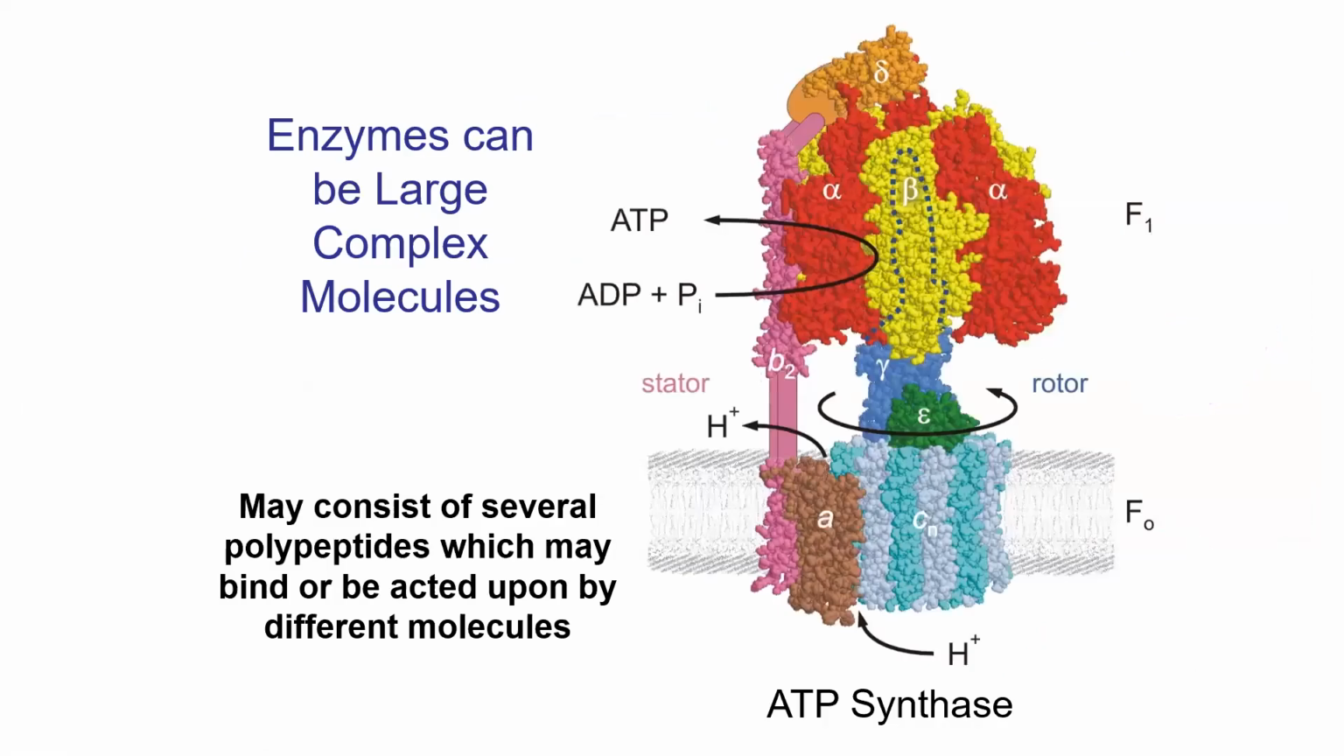So enzymes can be large, complex molecules. Some of them are very complex. This is one we're going to be talking about after the break that makes ATP. It's called ATP synthase. It has something like 15 or 18 subunits, and you can see it's actually quite complex. So we'll talk about that one a little bit later on.